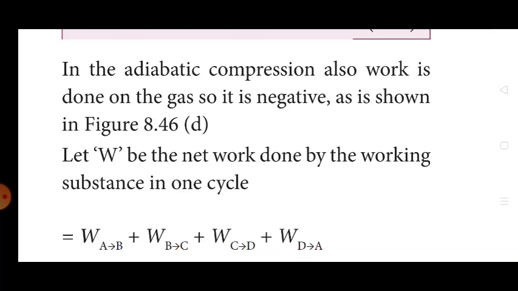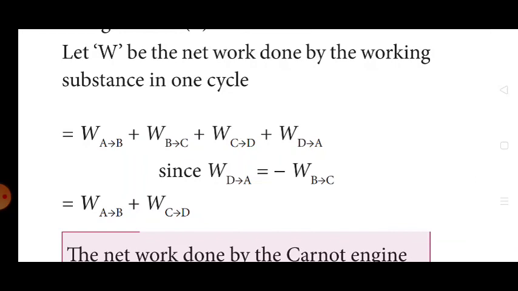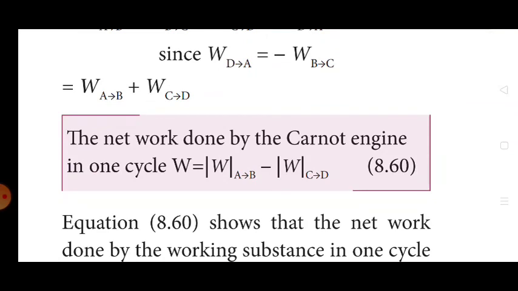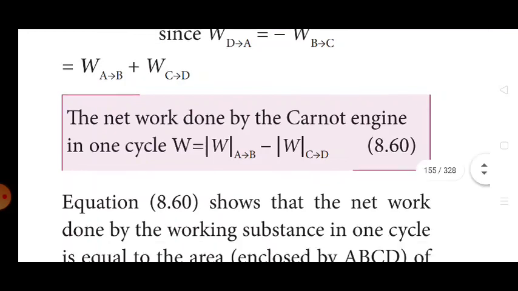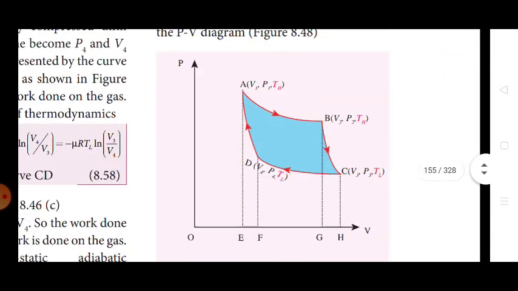Let W be the net work done by the working substance in one cycle. So W equals W A to B plus W B to C plus W C to D plus W D to A. So finally we get W A to B plus W C to D. The net work done by the Carnot engine in the cycle is W equals modulus of W A to B minus modulus of W C to D. The derivation shows that the net work done by the working substance in the cycle is equal to the area enclosed by ABCD of the PV diagram curve. So this is the net work done, shown on the PV diagram of the Carnot engine.